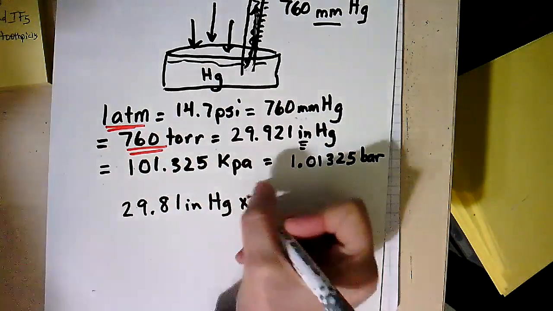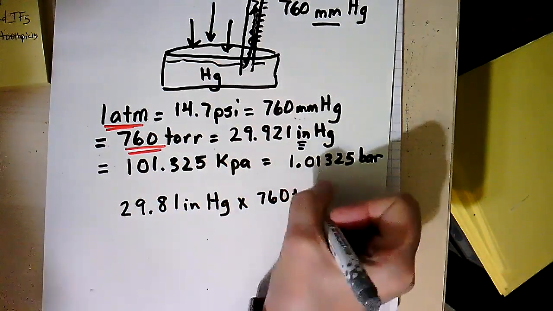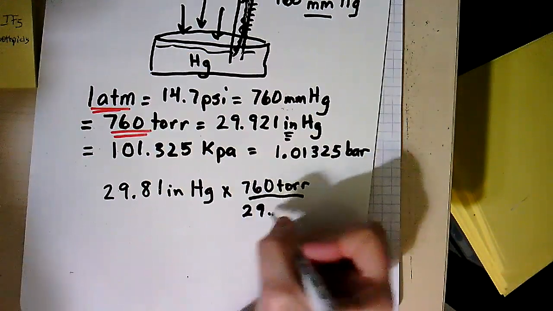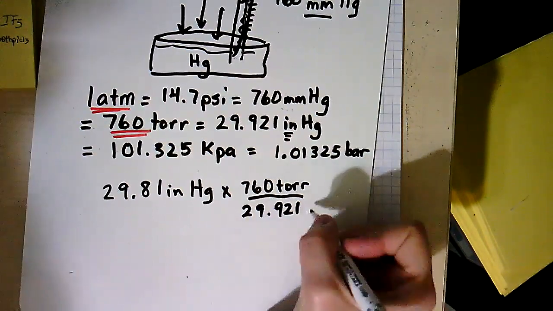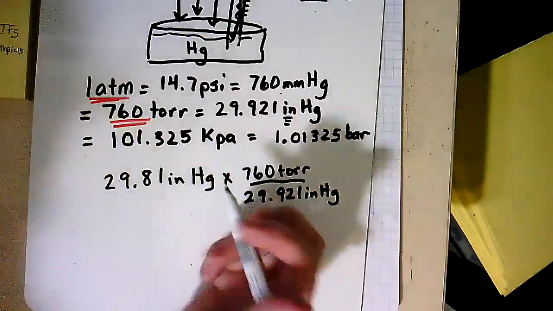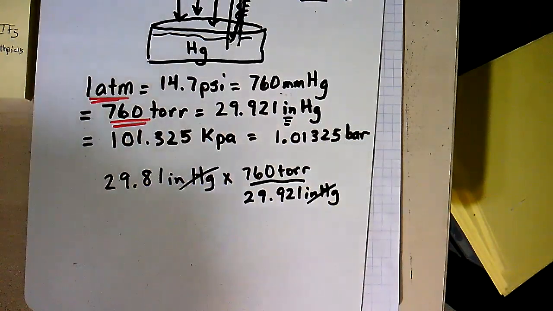Well, you just multiply by 760 torr divided by 29.921 inches of mercury. And just like we've always seen with unit analysis, the inches of mercury cancel out and we're left with the units torr.